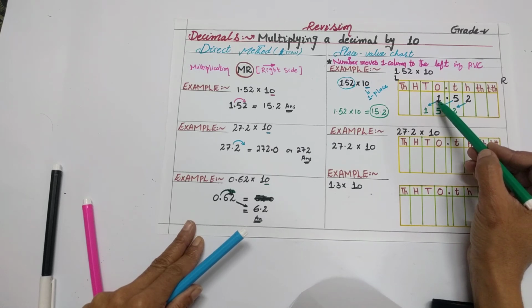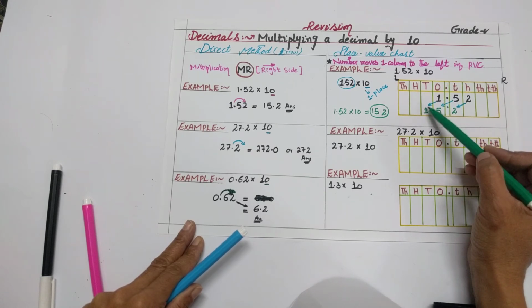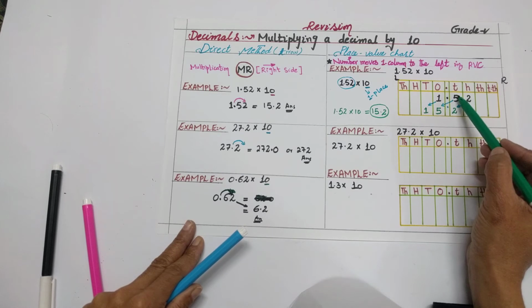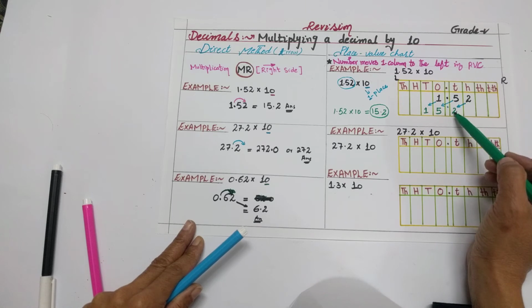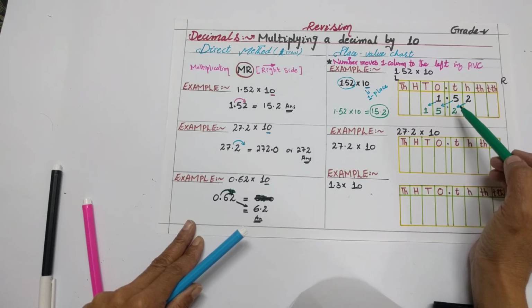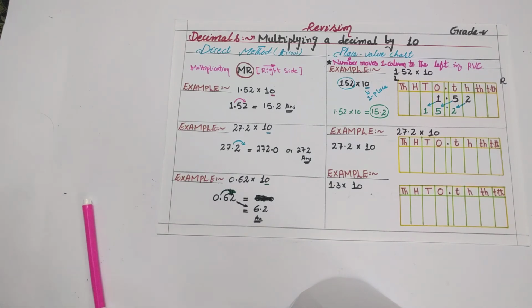Firstly the place of 1 was ones. Now the new place of 1 after the movement is tens. Firstly the place of 5 was tens. Now the new place of 5 is ones. The previous place of 2 was hundreds. Now after multiplication by 10, the new place of 2 is tens. So after multiplication, our answer is 15.2. Got it? So come to the next example.